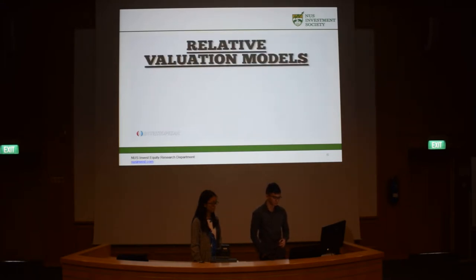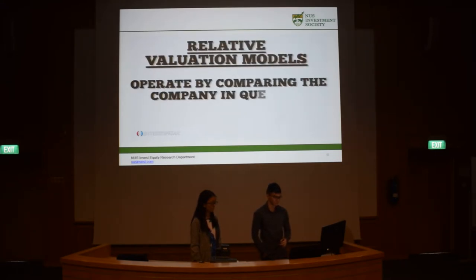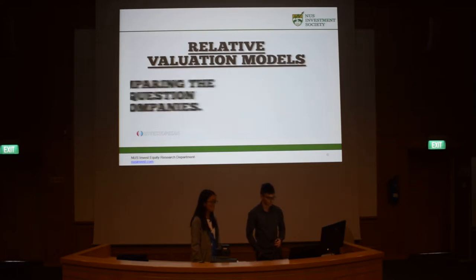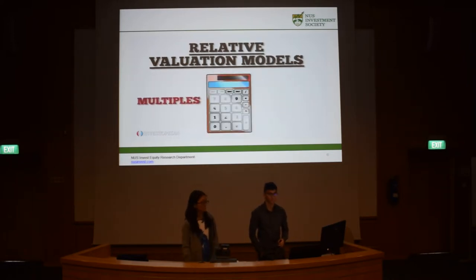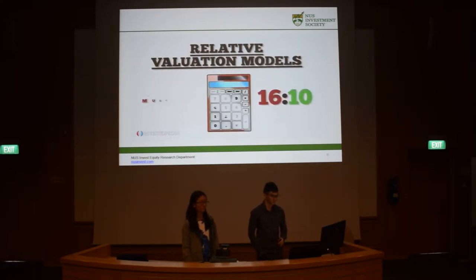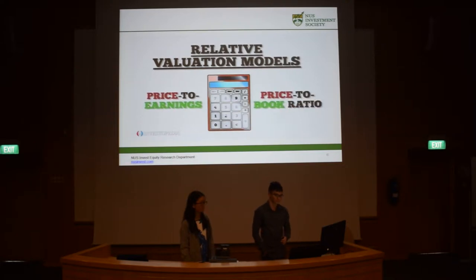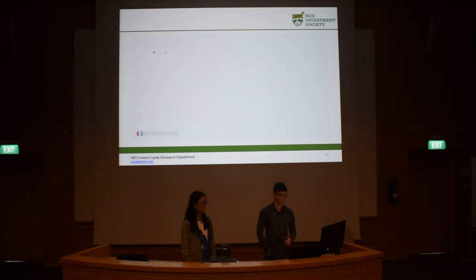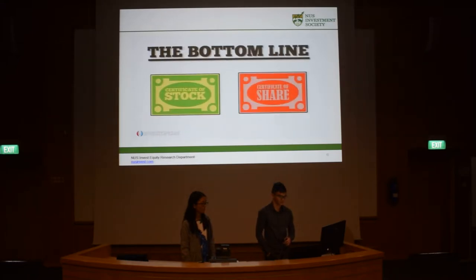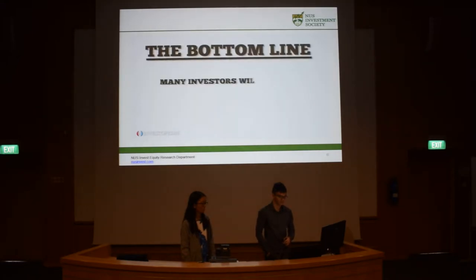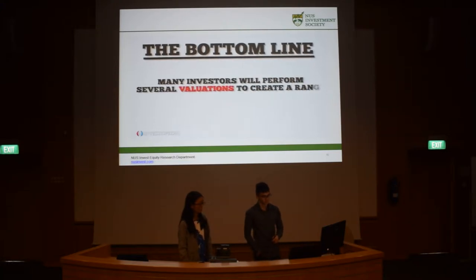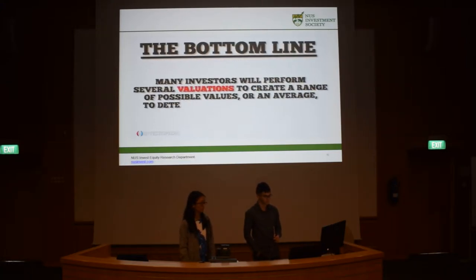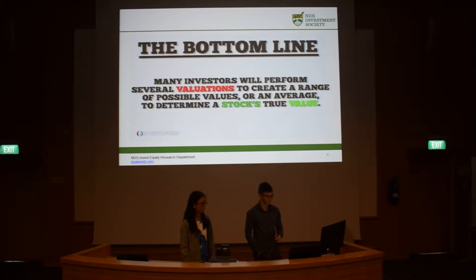Relative valuation models operate by comparing the company in question to similar companies. These methods generally involve calculating multiples or ratios, such as the price-to-earnings or price-to-book ratio, and comparing them to benchmarks and the ratios of other firms. The bottom line is each stock is different, as is each industry. Many investors will perform several valuations to create a range of possible values, or an average, to determine the stock's true value.